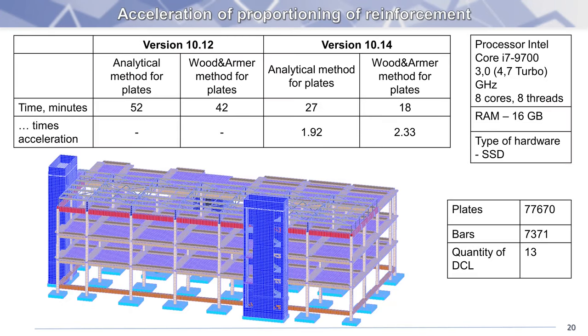I described our main features, now I will focus on innovations. We have done some optimization of nonlinear information when looping widgets, thanks to which we managed to speed up the time of calculation of required reinforcement compared to version 10.12. In general, depending on the parameters of the computer and the solved problem, the acceleration can be from 20% to more than 2 times. Here I am sharing with you an example where a scheme which includes more than 80,000 elements and 13 design combination loadings is calculated in 52 minutes in version 10.12, but now you can do it in 27 minutes in version 10.14.